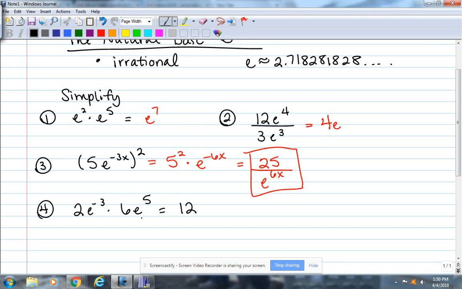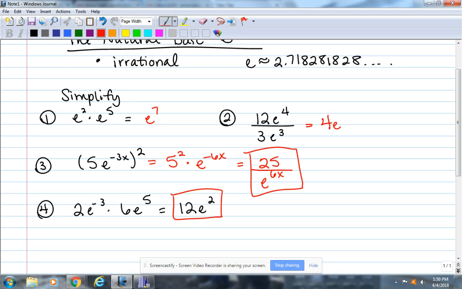So what do we do with the e's? Yeah, if they're multiplied, they both have a base of e. We add them. So what's negative 3 plus 5? 2. e squared. And everything's got a positive exponent, so that's my answer. So you multiply the numbers, add the exponents of e. If that was a negative 2 exponent, I would put it at the bottom. Does that make sense?